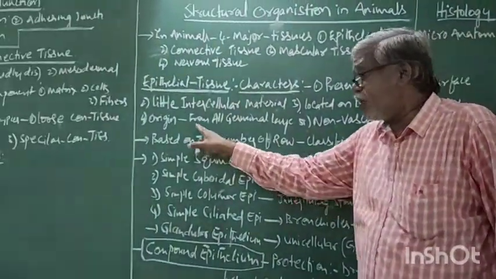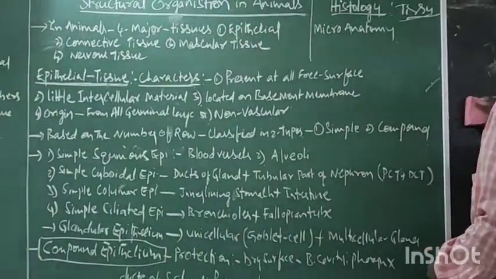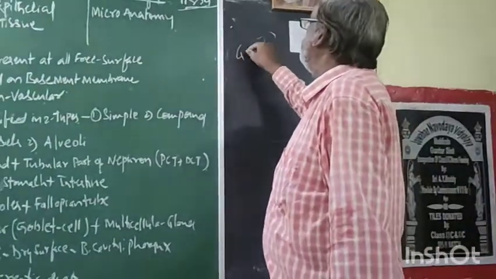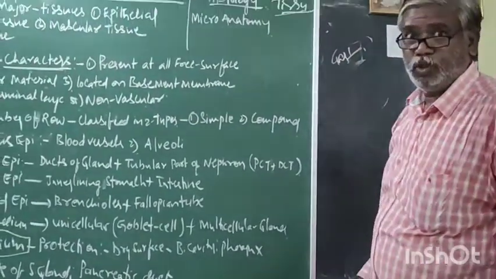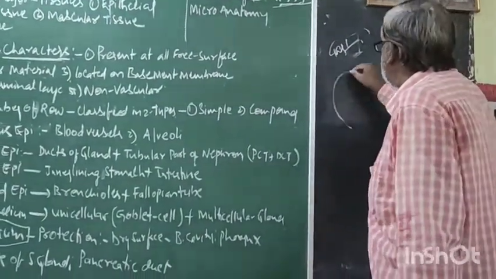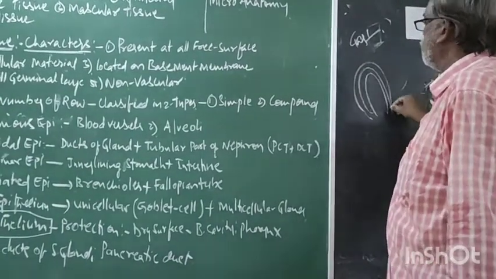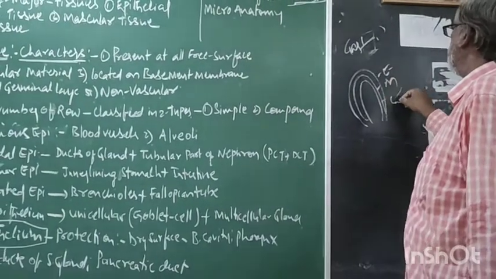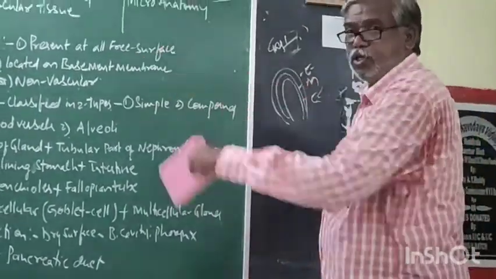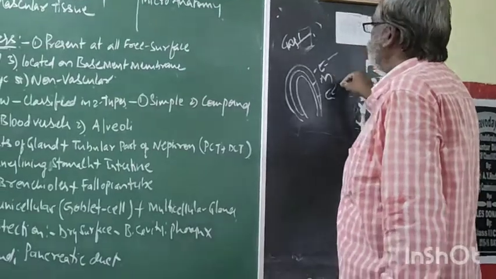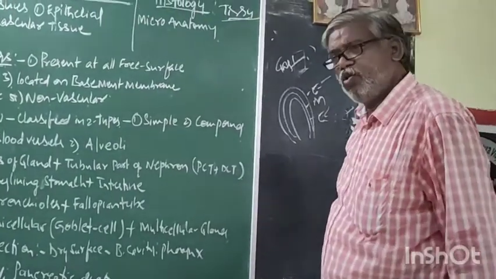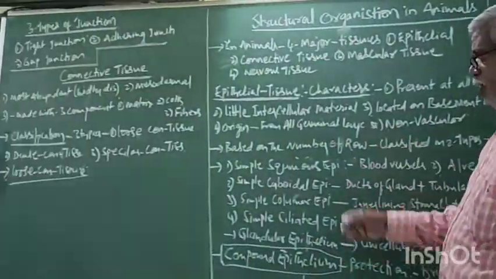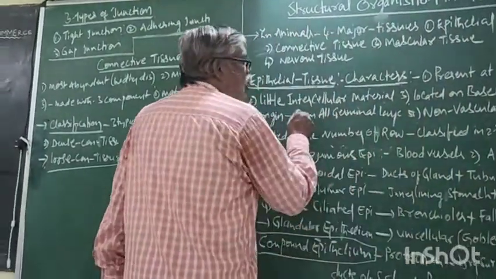Now come to the origin. You know, embryonic gastrula has three germ layers: ectoderm, mesoderm, and endoderm. This epithelium is formed from any one of the layers. That means all layers take responsibility to form the epithelial tissue. Now these are the characters.